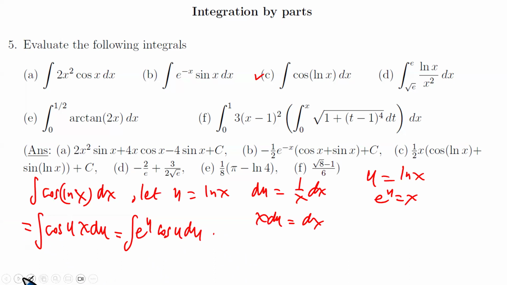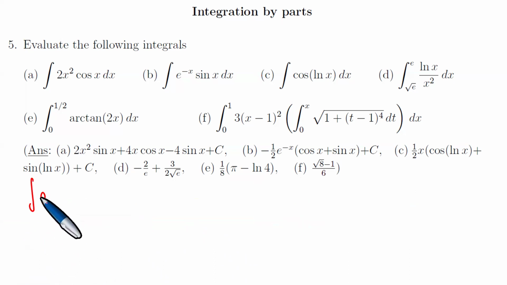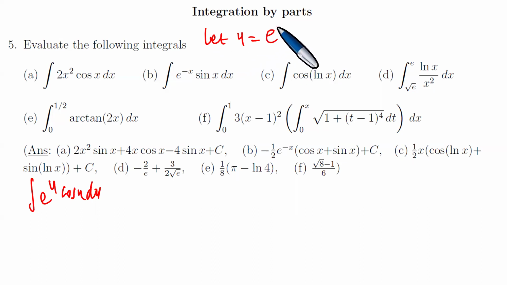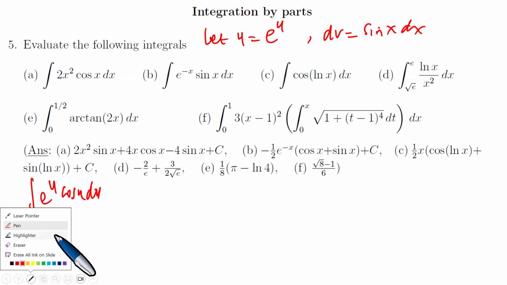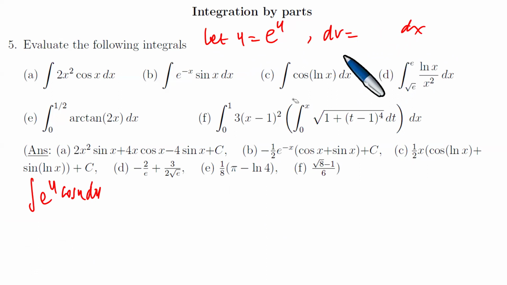So now we have e to the u cosine u du, and we need to integrate this one. The practice is the same. We let u be cosine, or for example we can let u be e, dv be sine. Sorry, like that? Yes? Can you please go back? I got lost where you got the e to the power of u.